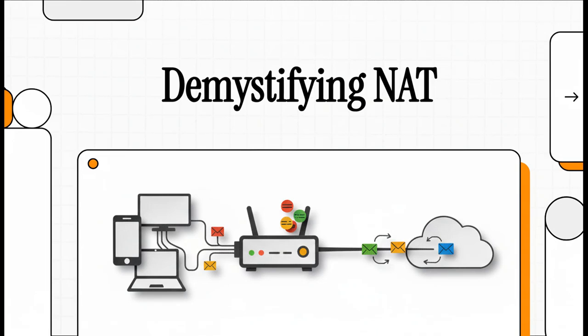Have you ever stopped to wonder how your phone, your laptop, your TV, and maybe a dozen other gadgets can all be online at the same time using just one internet connection? Well, the answer is a really clever bit of networking magic called network address translation, or NAT for short. And in this explainer, we're going to pull back the curtain and demystify exactly how it all works.